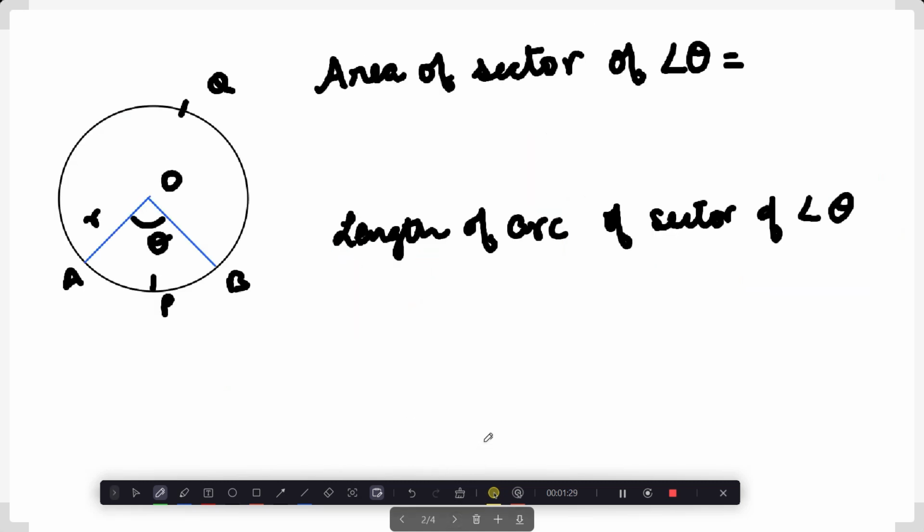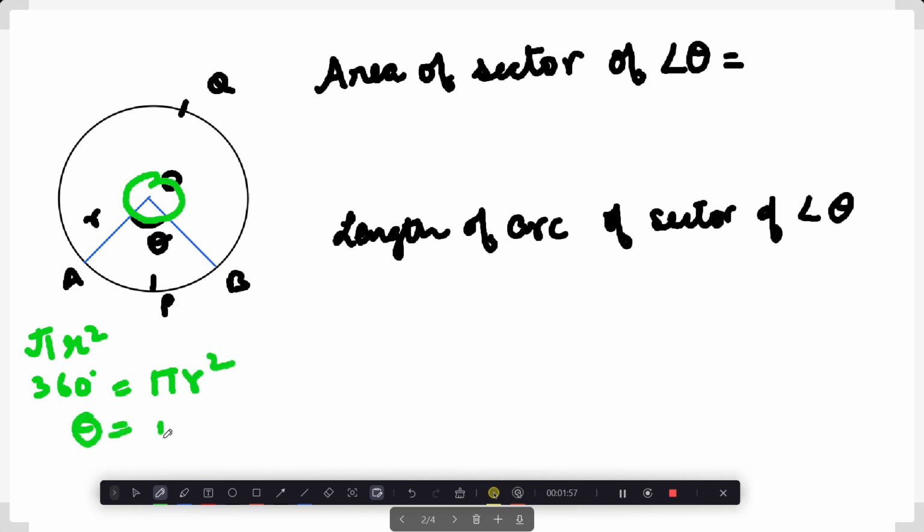So now let's move on to the area of a sector and a segment, right? Let's assume this is a sector, with an angle theta here. So how do we find the area? We know that the area of a circle is pi r square, and that in a circle the entire angle is 360 degrees. So for 360 degrees, the area is pi r square. So for theta, the area will be what? By unitary method, it will be this. Hence the area of a sector of angle theta is theta by 360 into pi r square.